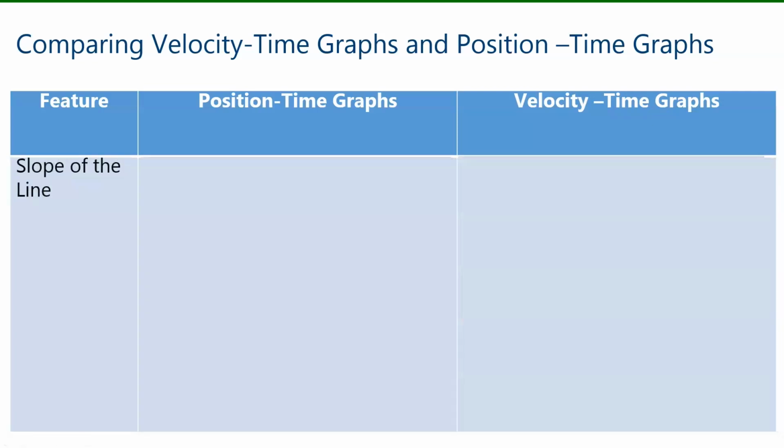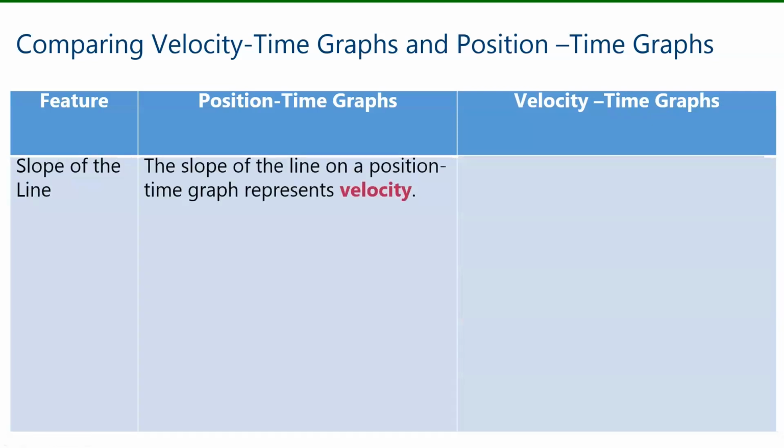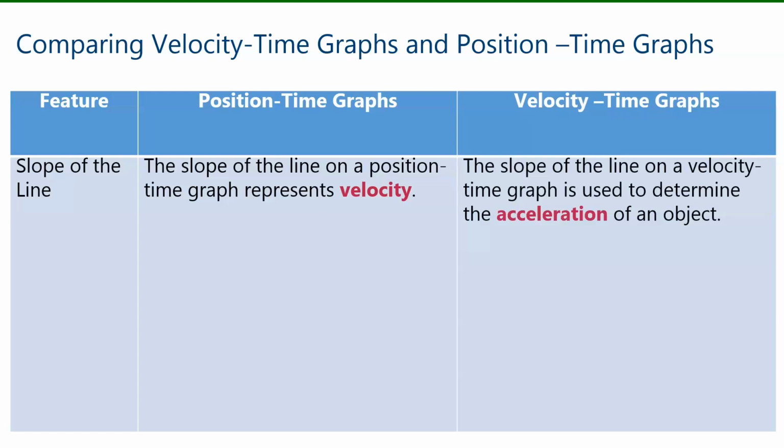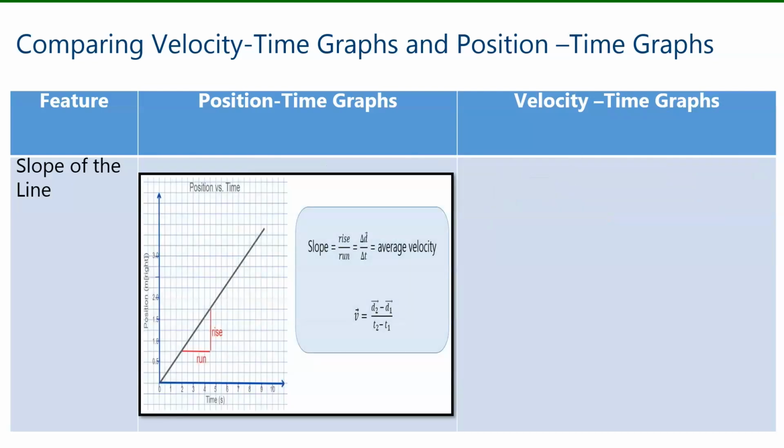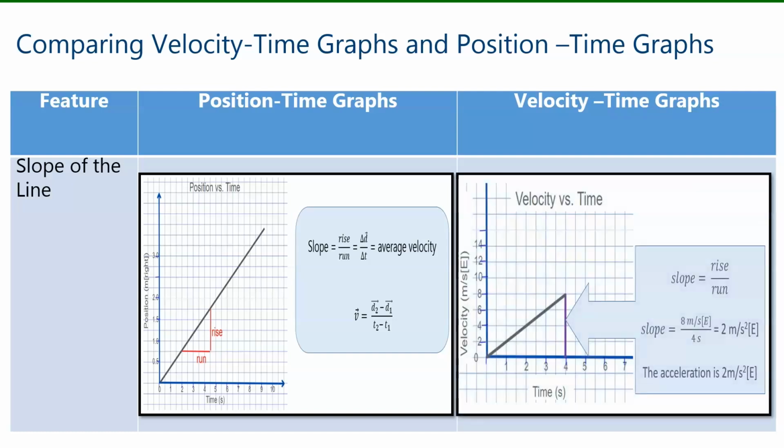Our next feature is the slope of the line. On a position time graph, the slope of the line represents velocity. On a velocity time graph, the slope of the line is used to determine the acceleration of an object. So position time graph, if we calculate the slope, we'll get average velocity. And velocity time graph, if we calculate the slope, we will get acceleration.